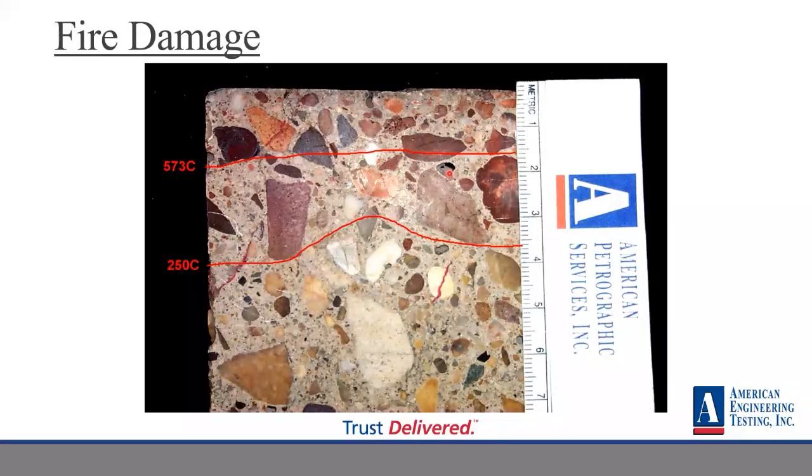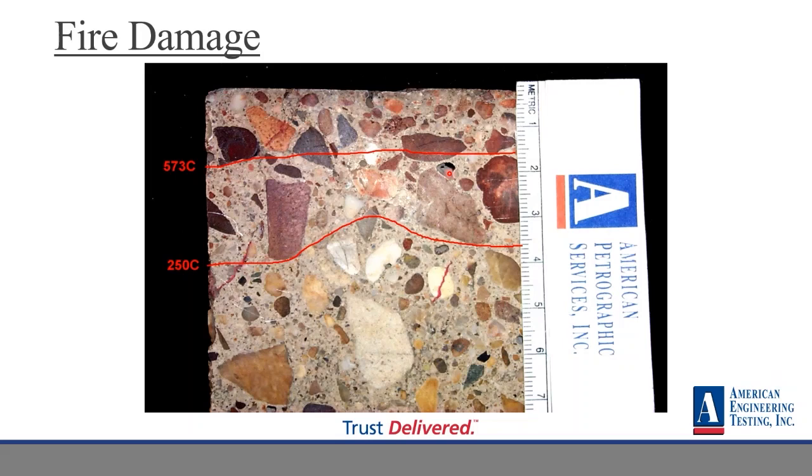All right, so one other thing we can look at is fire damage in concrete. We get these quite a bit. So we can tell if you should replace your concrete if it's been damaged beyond repair, or if you can salvage it. Typically, at 250 to 350 degrees Celsius, you get pink to red discoloration of aggregate caused by oxidation of iron compounds in the minerals, and that's the first significant drop in strength of the concrete you'll see.